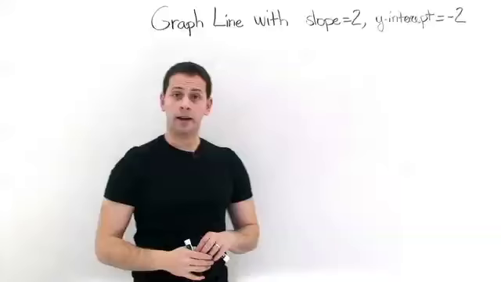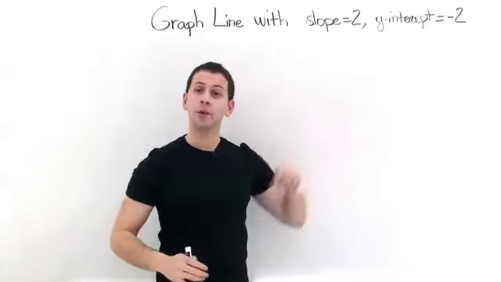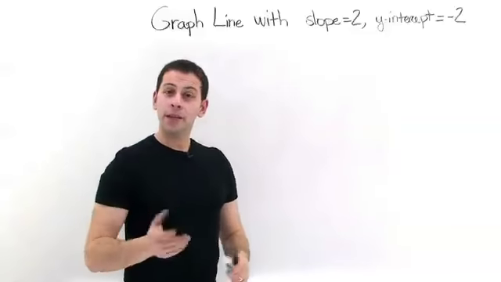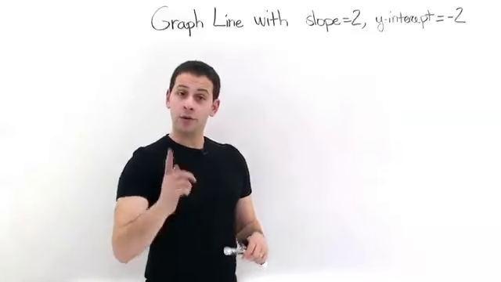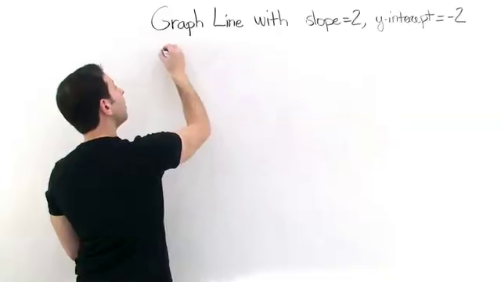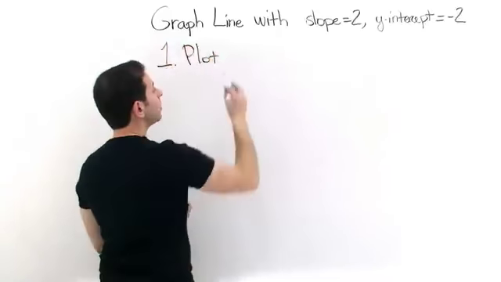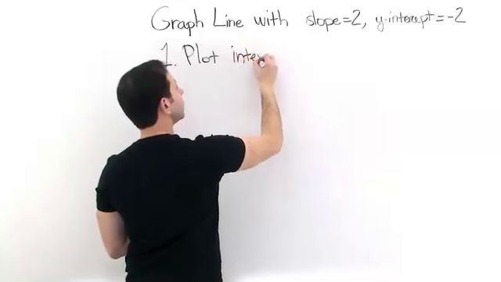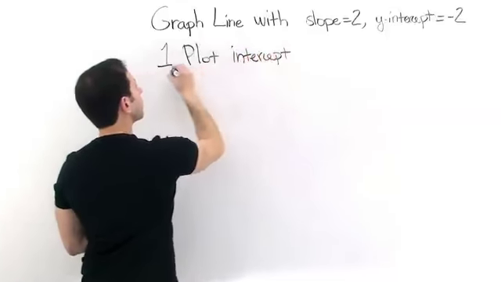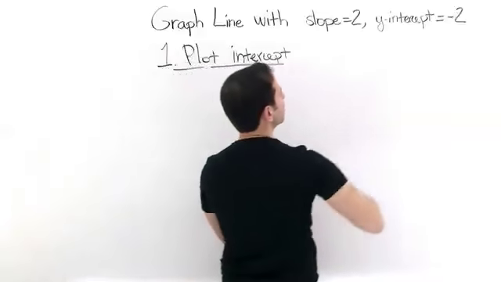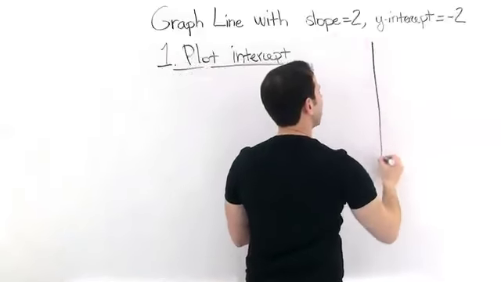How do you graph a line if you're given the slope and the y-intercept of the line? Well, the y-intercept is just a point on the line. And so a good idea is to start out by plotting that point. So the first step is that we plot the given intercept. And to do that, we're going to need a graph. So let's go ahead and make sure we have a graph and an axis.